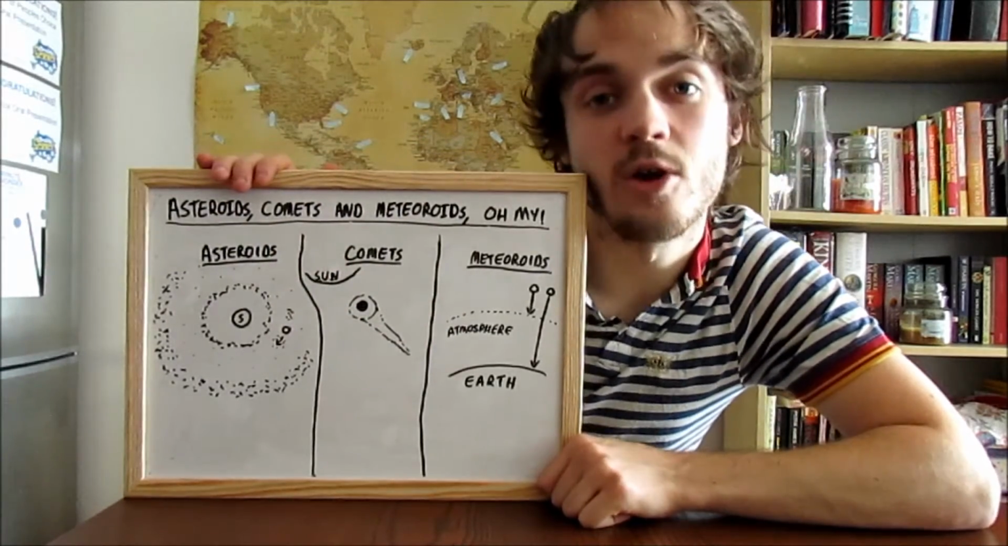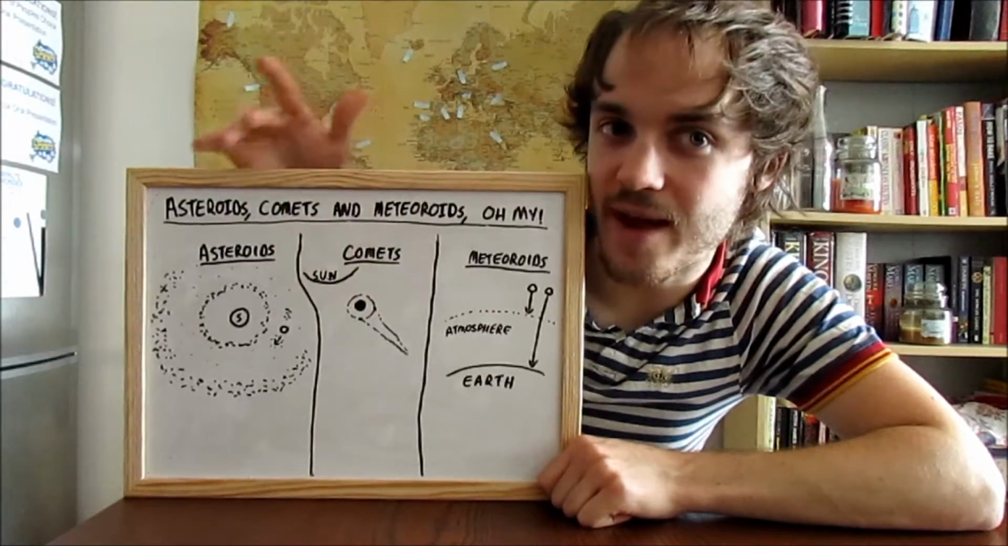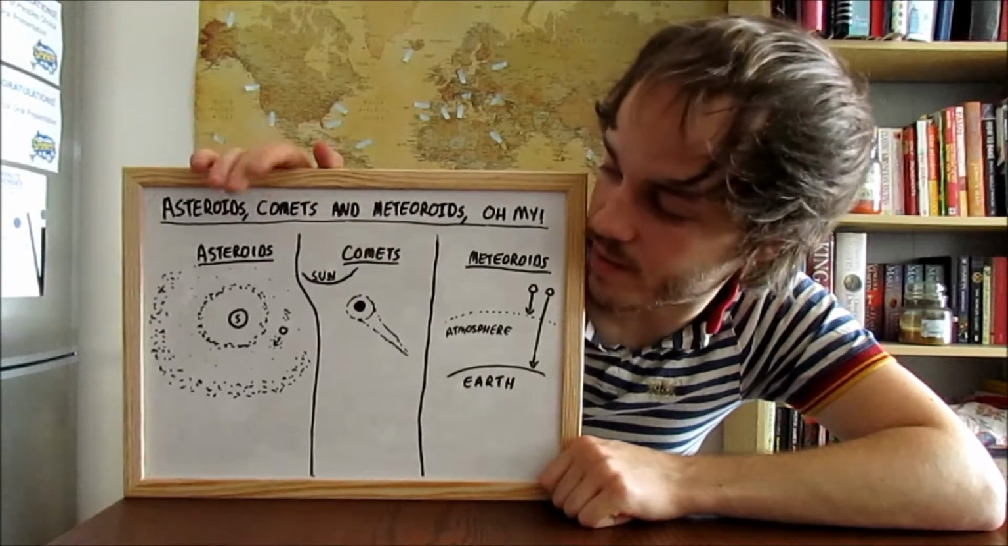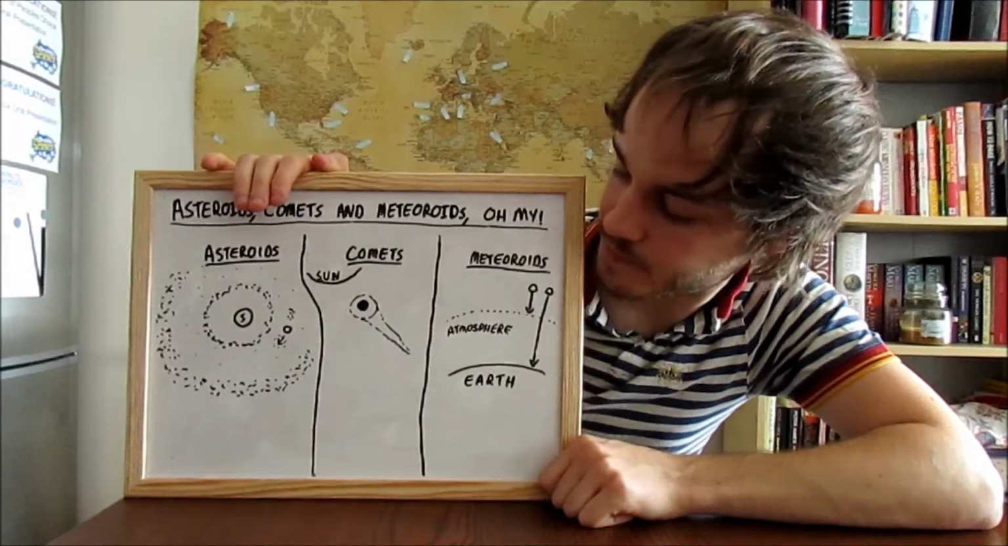So that's the difference between a comet and an asteroid. So a comet has this coma and this tail, this sort of atmosphere of water and rock and things like this around the outside, as the Sun actually melts the comet itself.